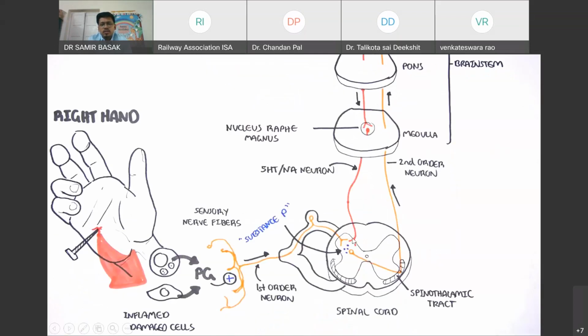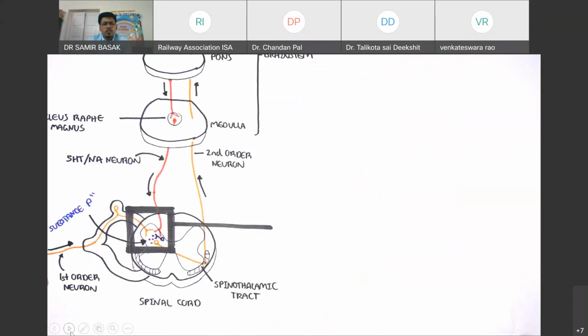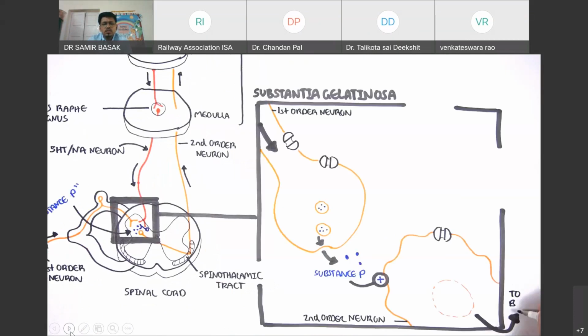It ends this way, and when we magnify this one, we can see it is magnified, and here this is the most important part. This is the substantia gelatinosa. This is lamina 2 in the Rexed lamina system. Here substance P is released from the vesicle granule inside the lamina.